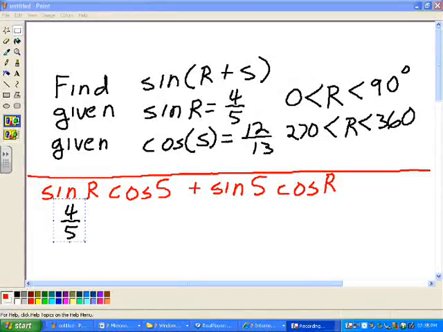When I look at the cosine of S, we can see that's 12/13.